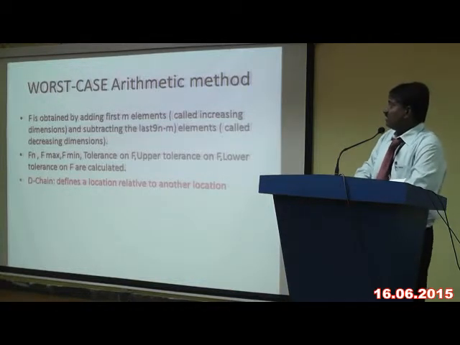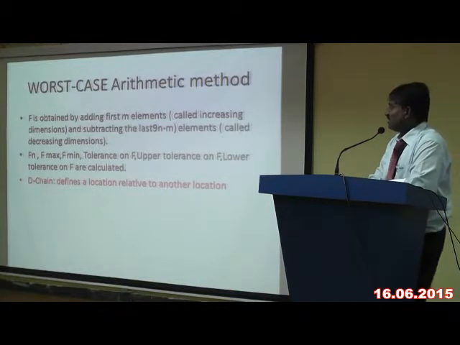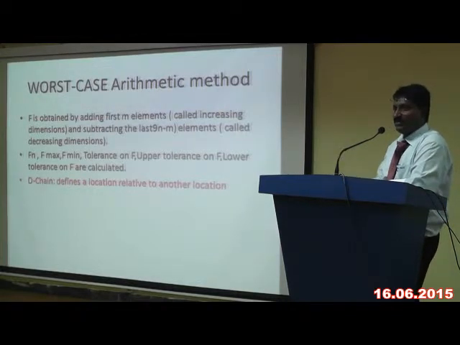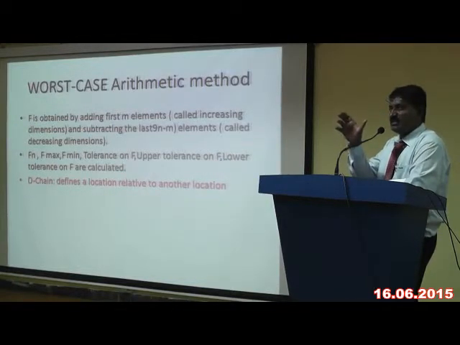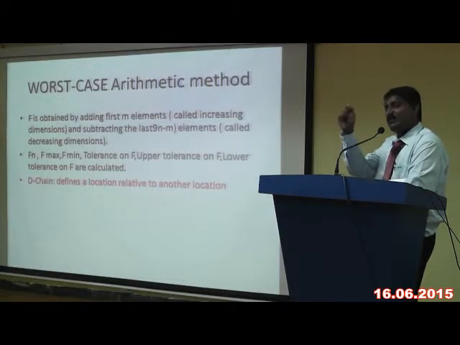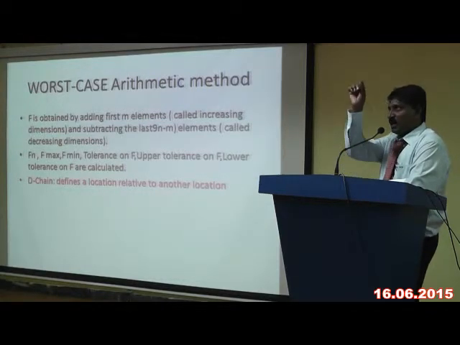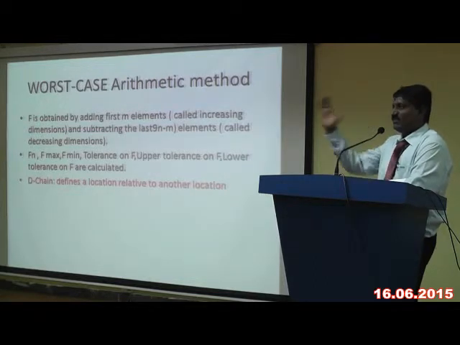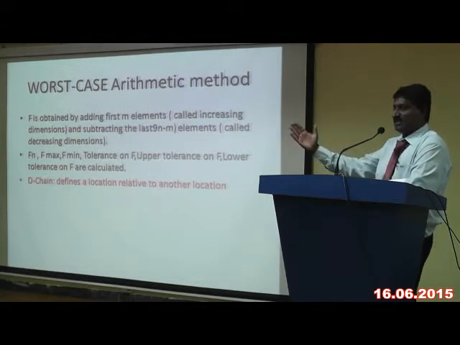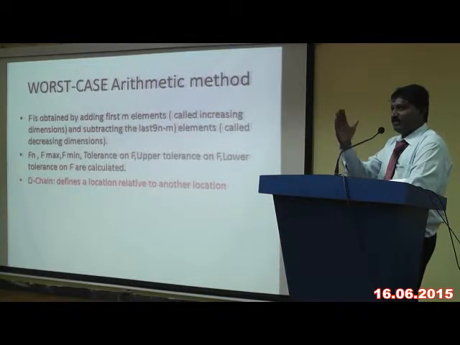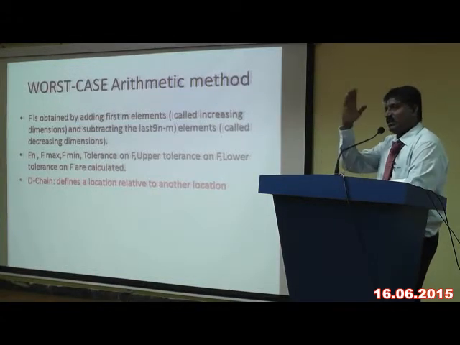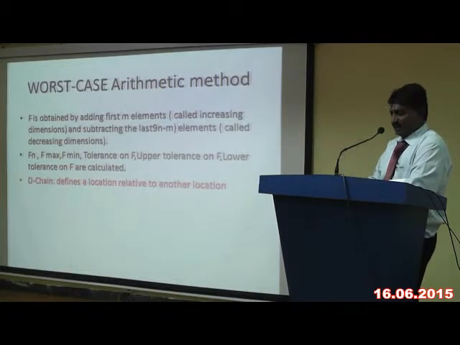So F is obtained by adding first the F elements, called increasing. The D chain defines a location related to another location. Suppose I have drawn the x-axis, from there 56, from there 20, from here this side 15, right? So it is a location relative to another location. Depending on this, we will take from the left hand side or from the right hand side.